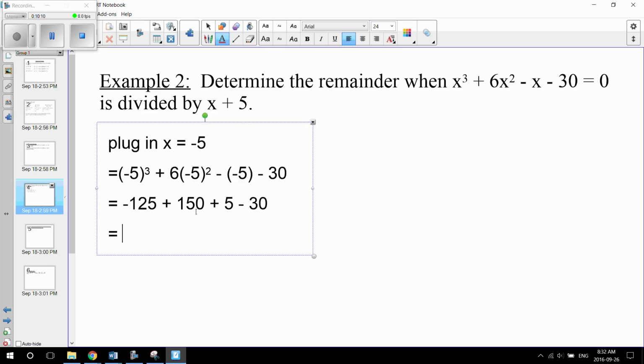When we add that all up, we actually get 0. So negative 125 plus 150, then plus 5 minus 30 leaves us with 0. So actually in this case, the remainder when that polynomial is divided by x plus 5 is 0.